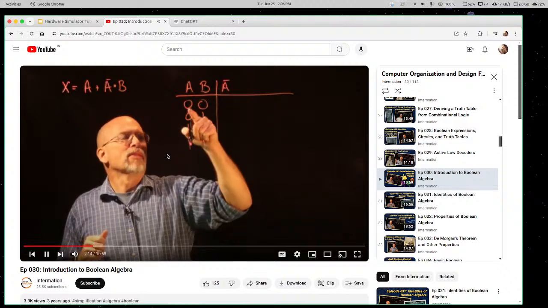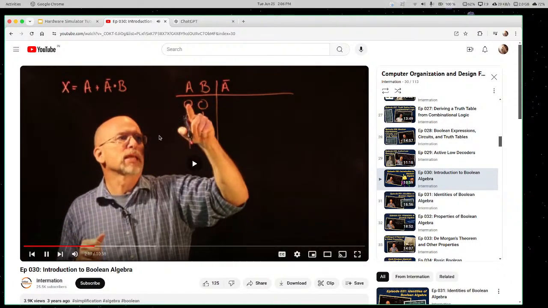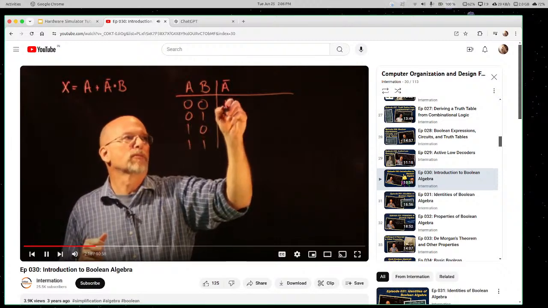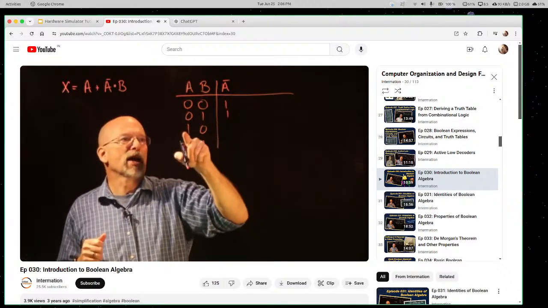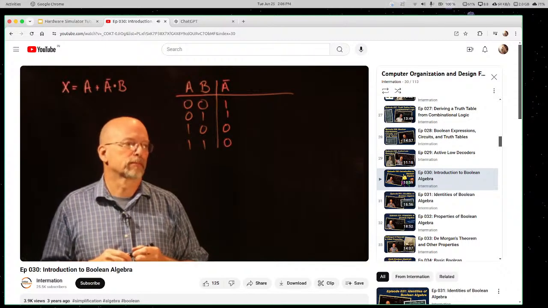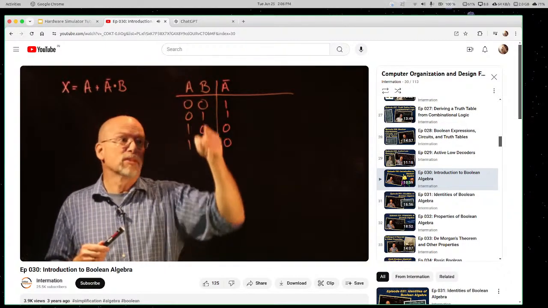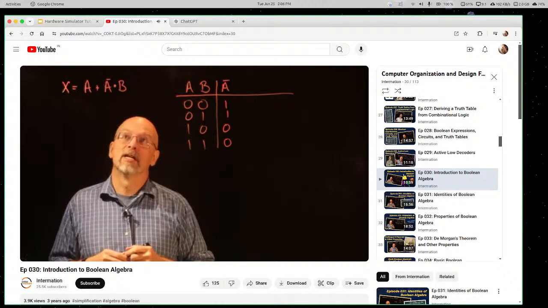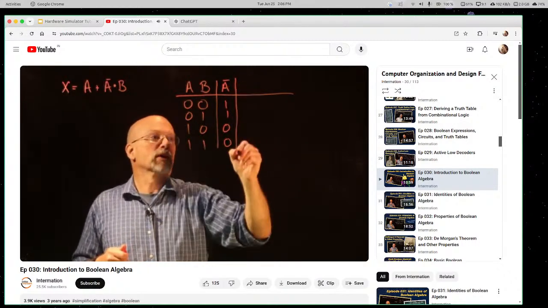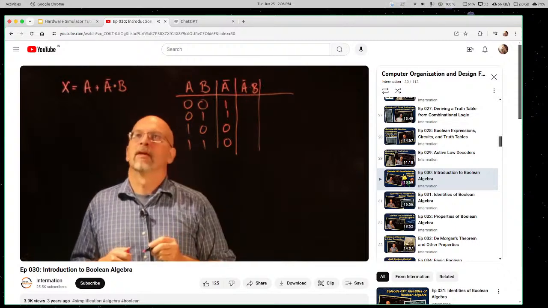A bar, and that means that this column right here, everywhere that A is a 0, I'm going to flip it to a 1. Everywhere A is a 1, I'm going to flip it to a 0. All right, that was pretty simple. Now I've got A bar and I've got B. This column right here is B. So now I can do the column for A bar ANDed with B. What does that look like?